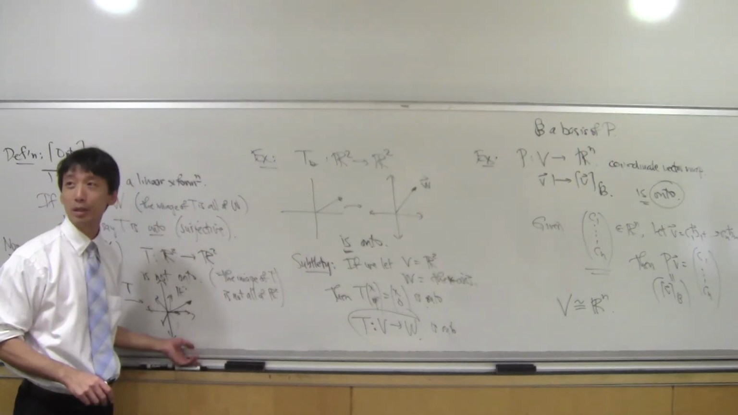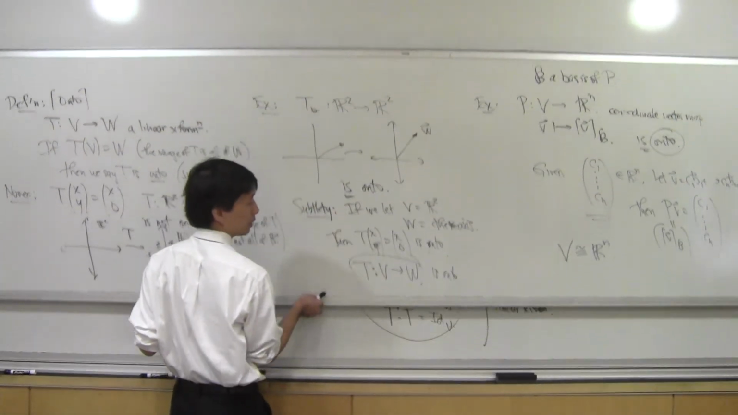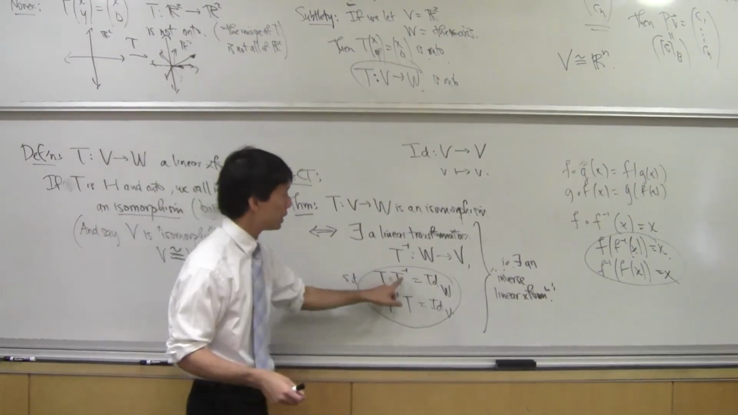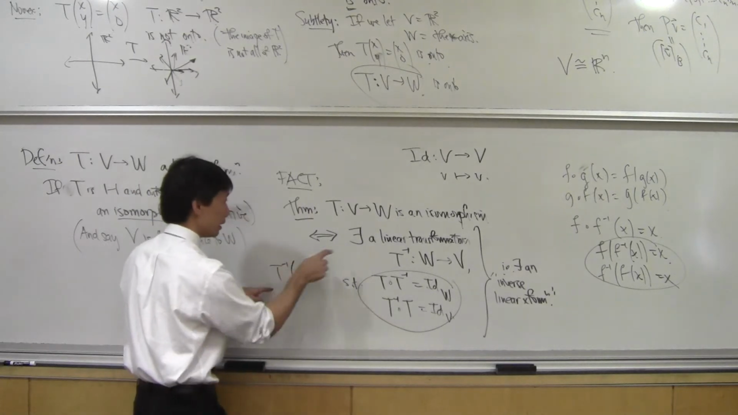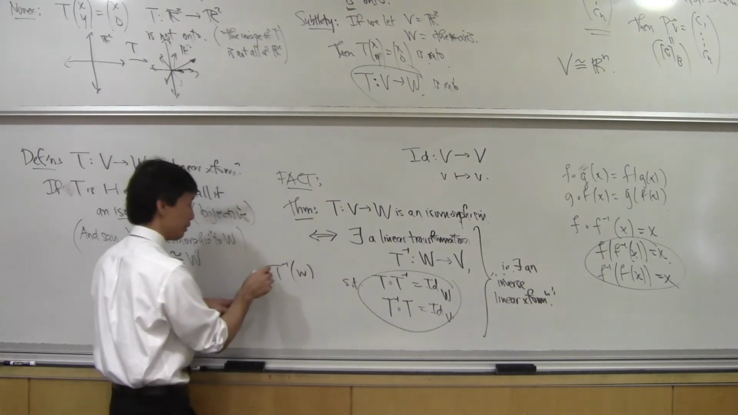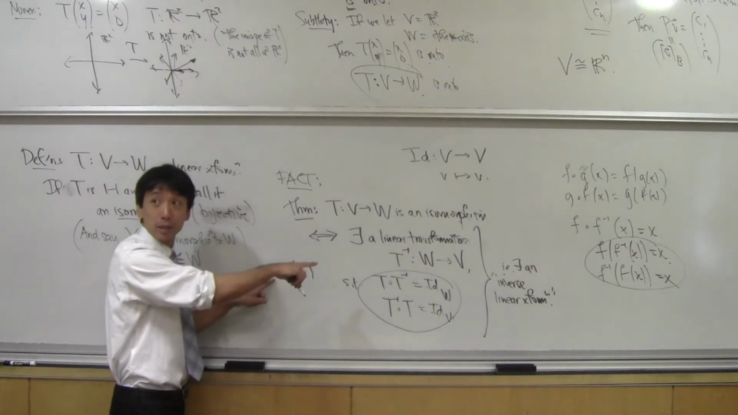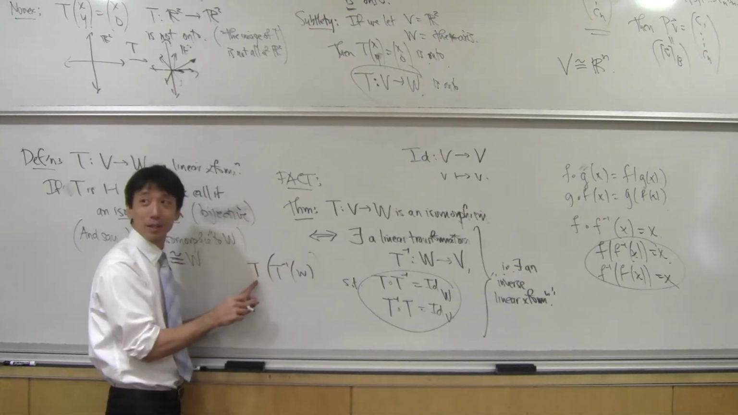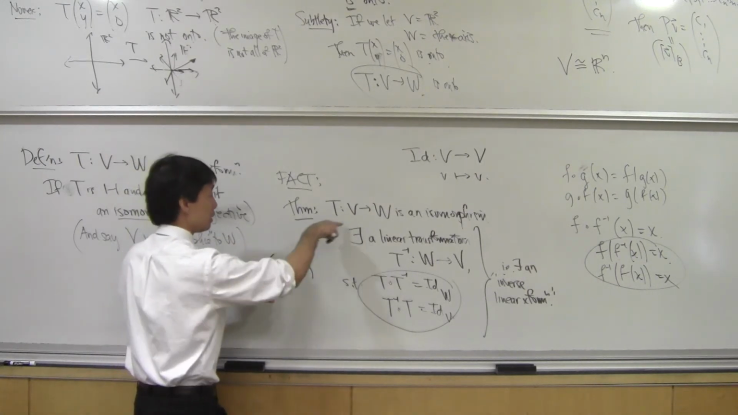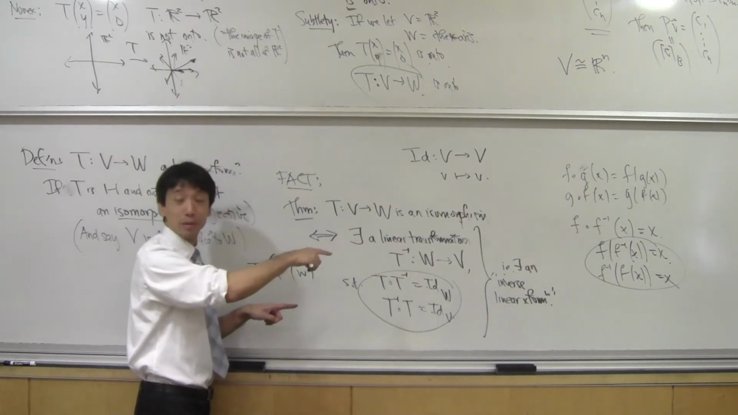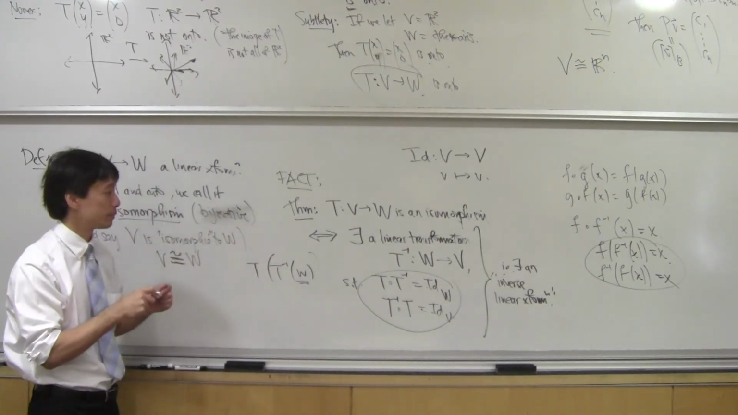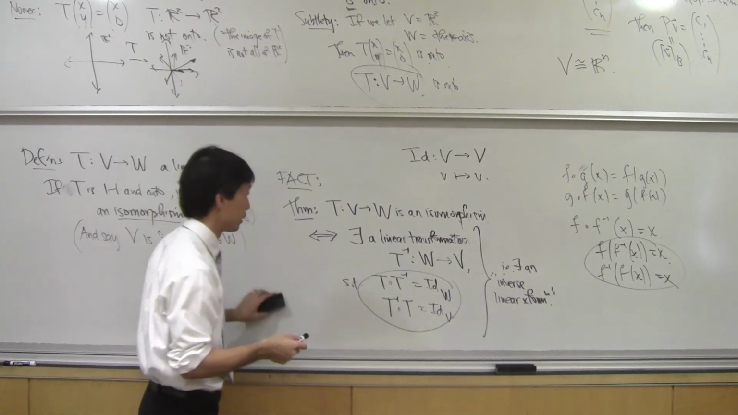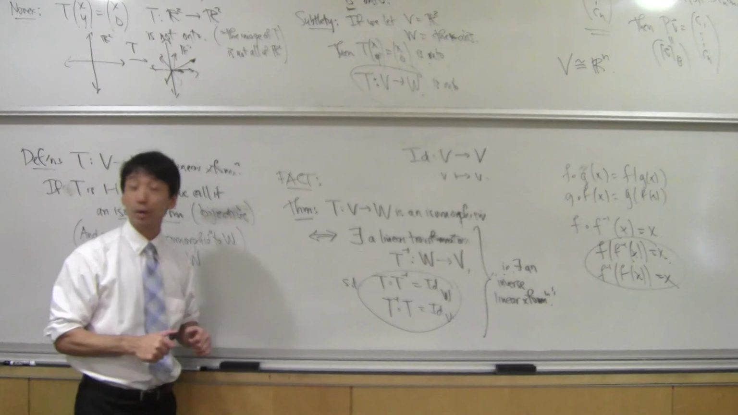Why does T inverse go to W instead of V? Think like this. How does your composition map go? T inverse will take somebody in W and give you back something in V. You feed that into T, and that will take it from V back to W. So this element in W ends up in W again.